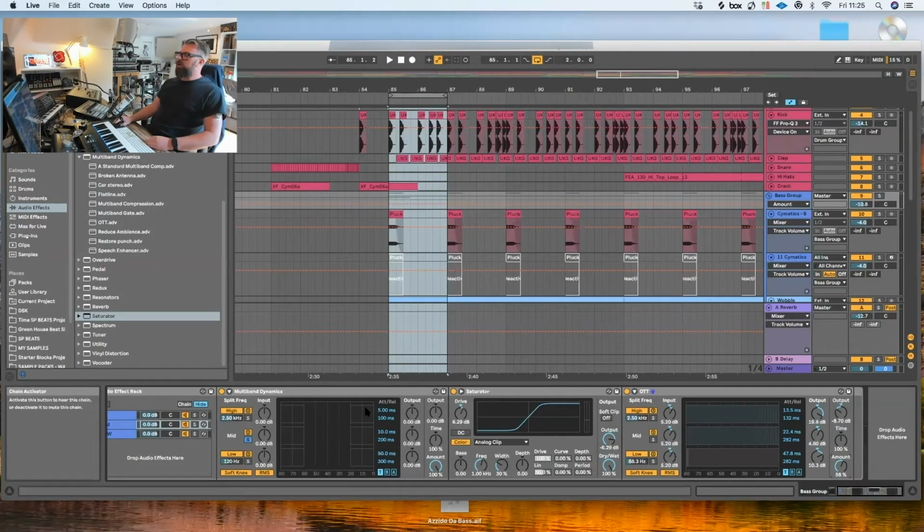By saturating that mid channel, you're not changing the level of the sub at all. So that's staying really, really consistent, which is what you need for a good club track, obviously.